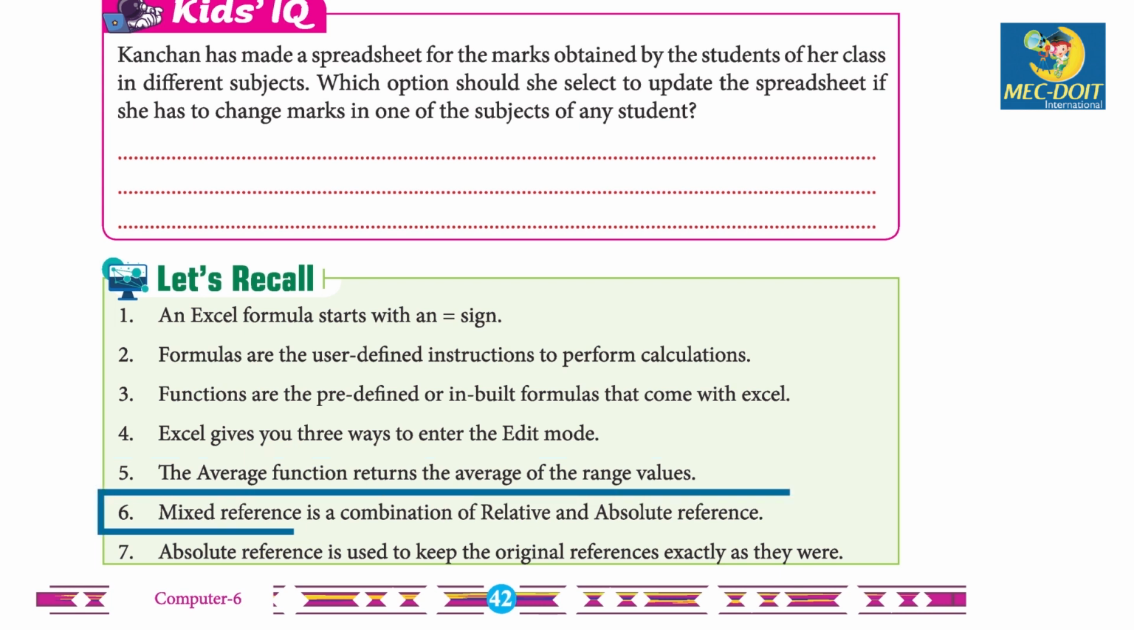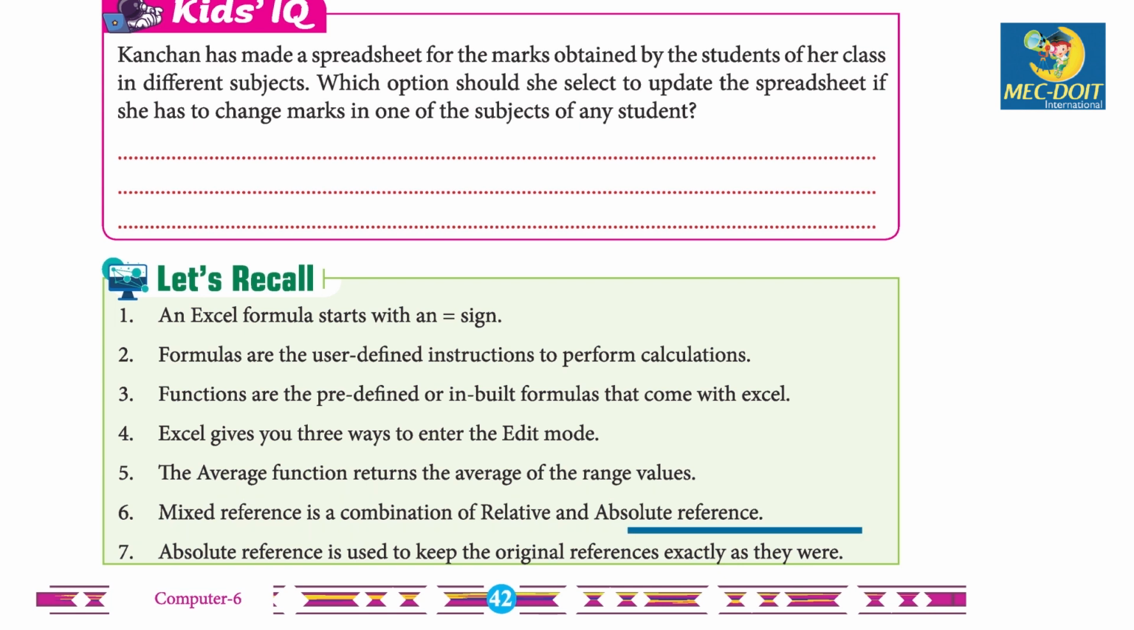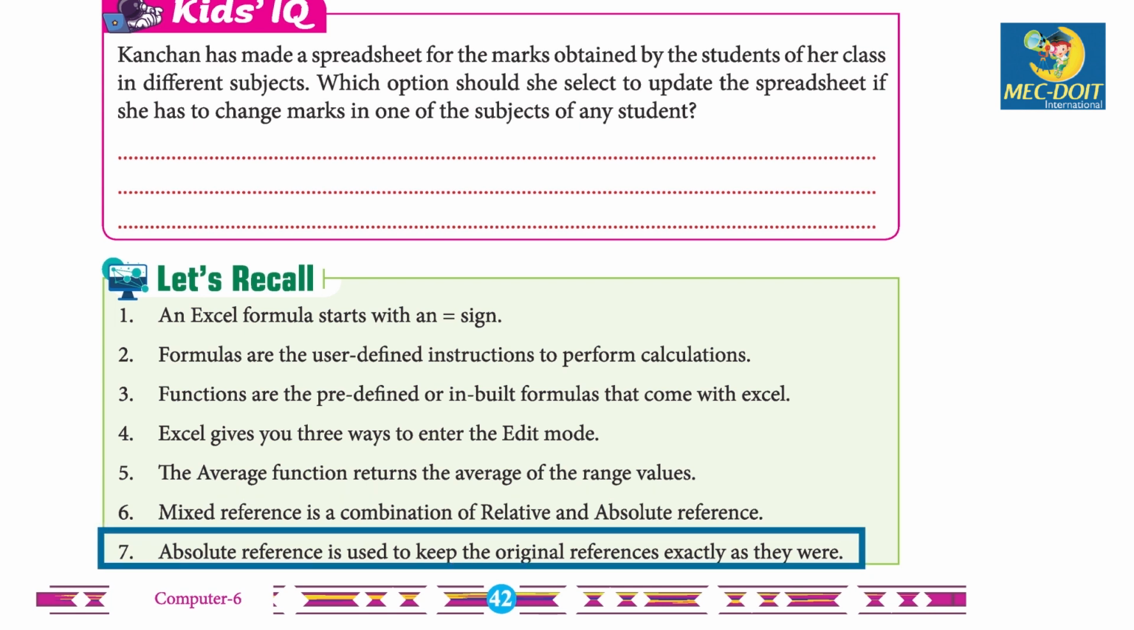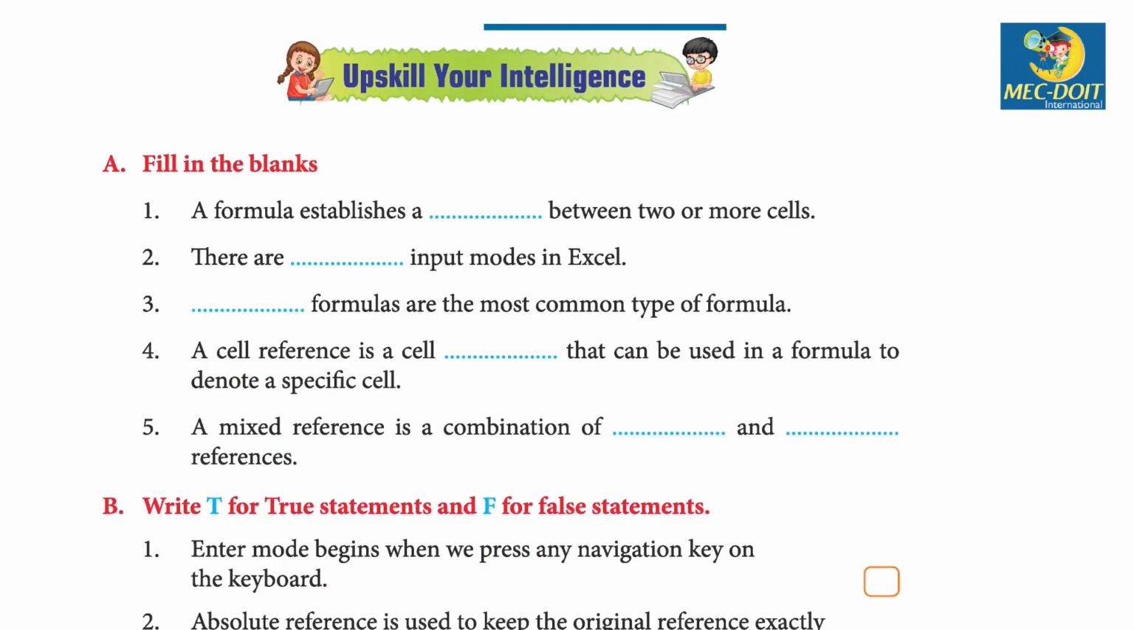6. Mixed reference is a combination of relative and absolute reference. 7. Absolute reference is used to keep the original reference exactly as it was. Upskill your intelligence. A. Fill in the blanks.